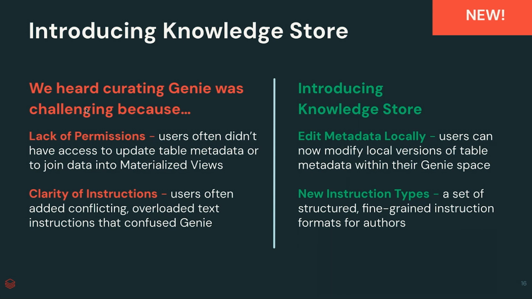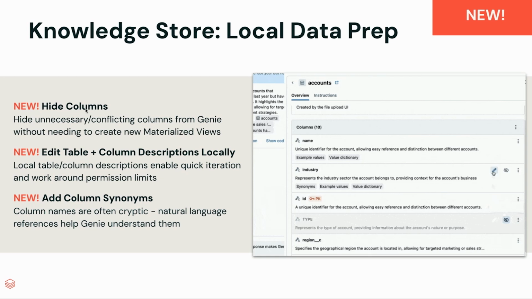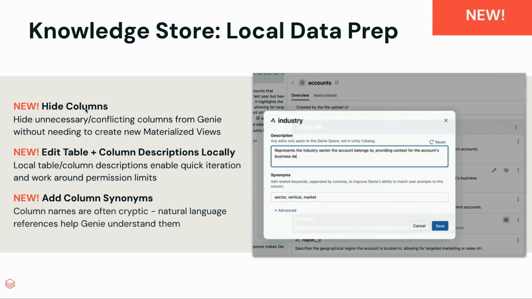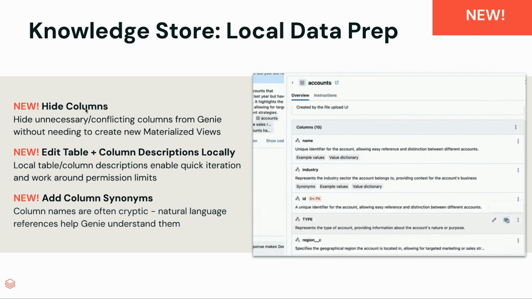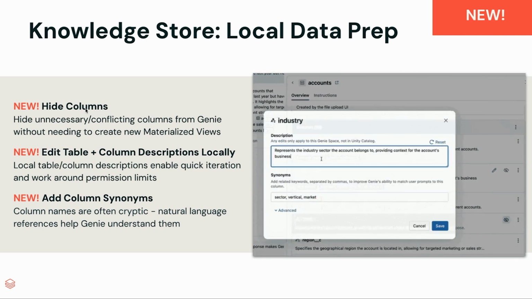Let's take a little bit more detail on what are the new ways you can add context to Genie. So first, how exactly do I edit metadata locally? The first thing you could do with the knowledge store is actually hide unnecessary or conflicting columns directly inside of a Genie space. So previously, if I didn't have permissions, I would need to create a materialized view or ask someone to do that for me.